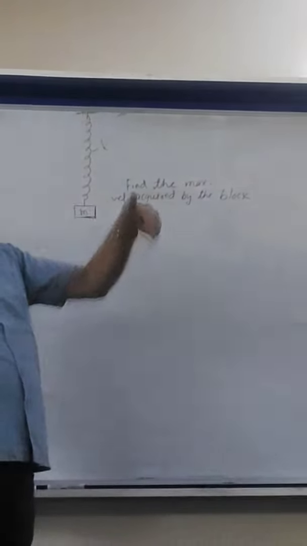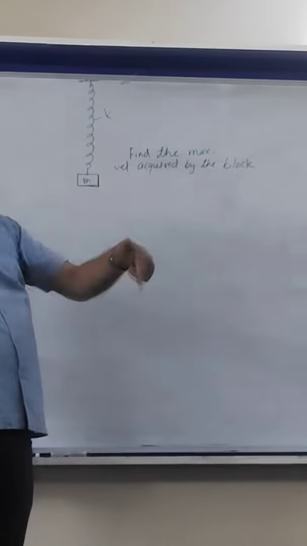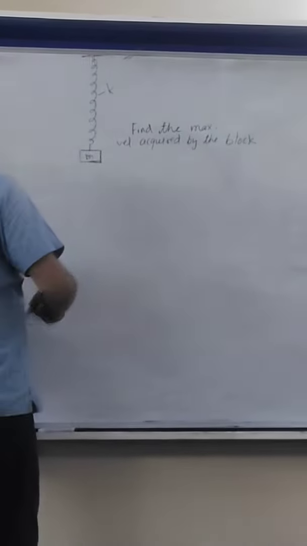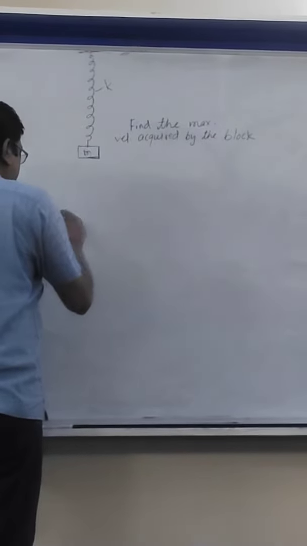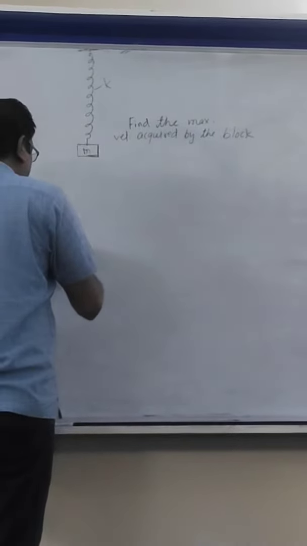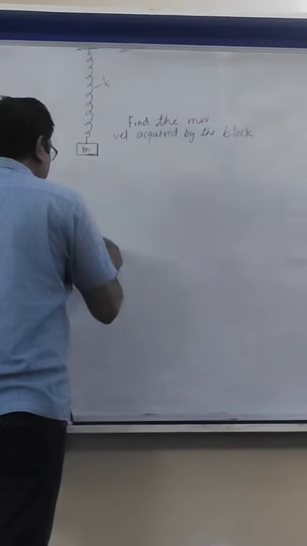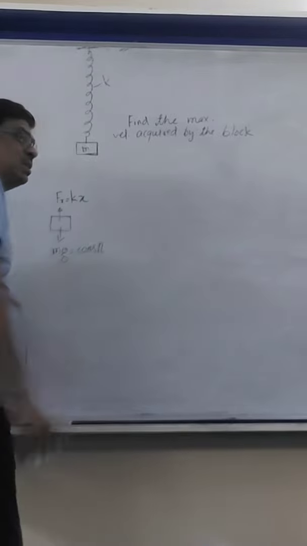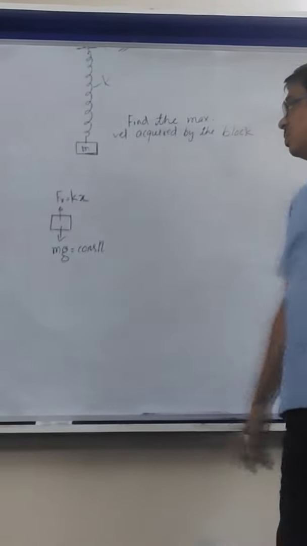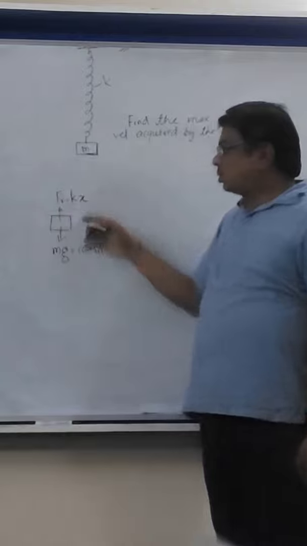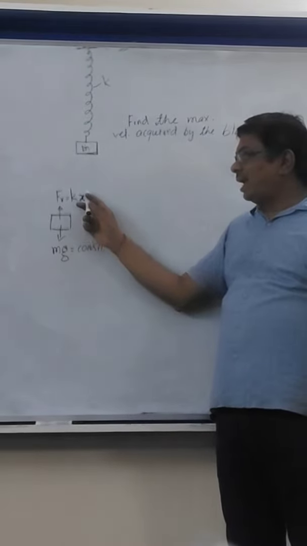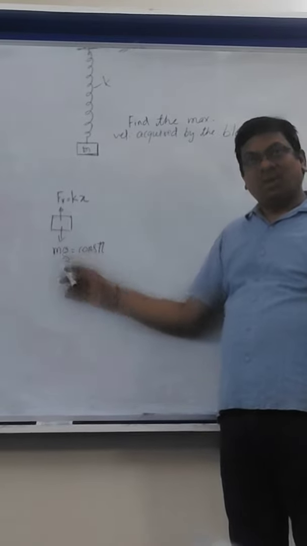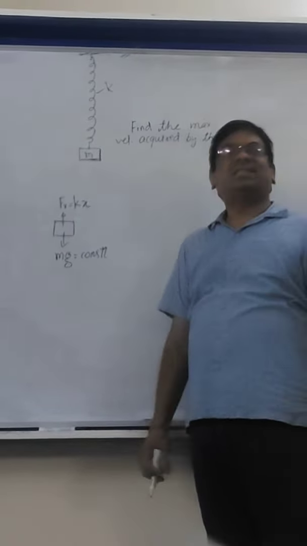As long as there is a net acceleration, and net acceleration downward means there should be a net force downward. So actually what is happening in the free body diagram, if you draw the free body diagram, you will find that mg is a constant force, but this restoring force is increasing because x goes on increasing. So as long as kx is less than this, there will be net force in this direction. And as long as there is a net force in this direction, it will go on accelerating.